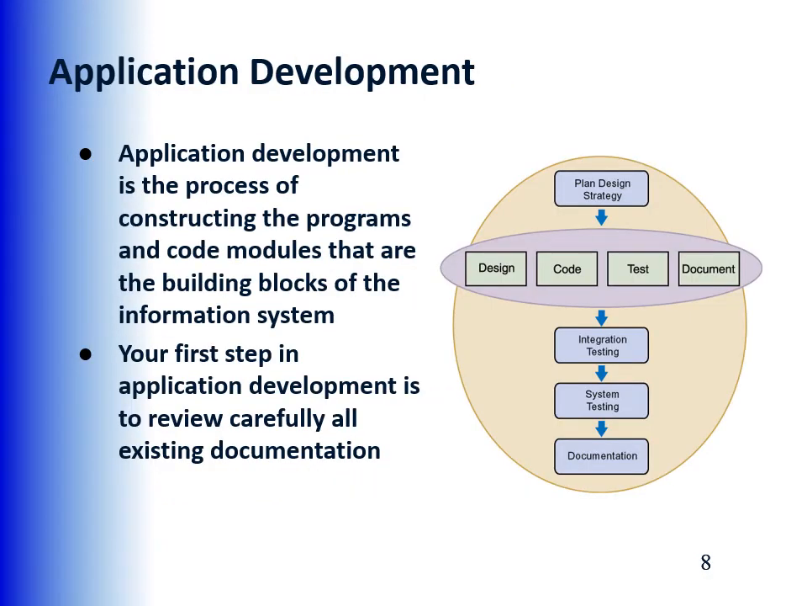Okay, application development is the process of constructing the programs and code modules that are the building blocks of the information system. If you remember, in chapter 1, you have learned structured analysis and object-oriented analysis methods for system development, right? So the objective of those methods is to translate the design into program and code modules that will function properly.